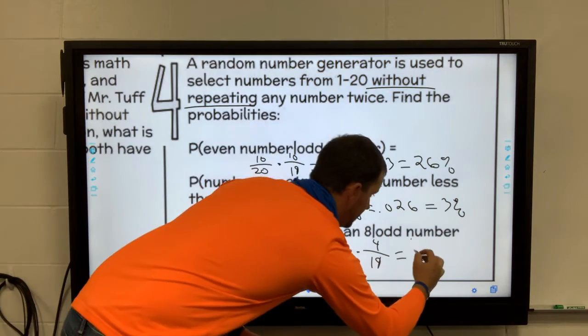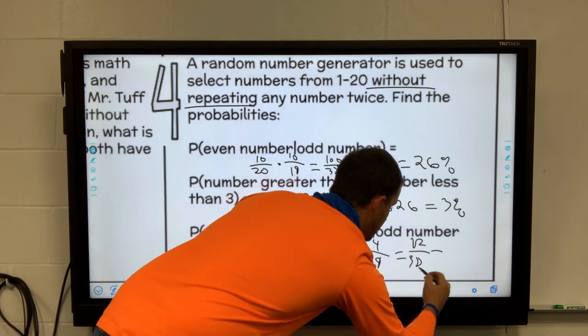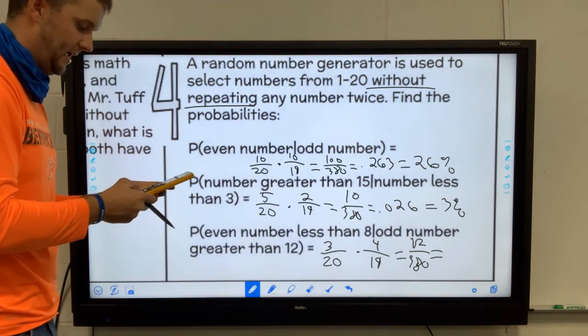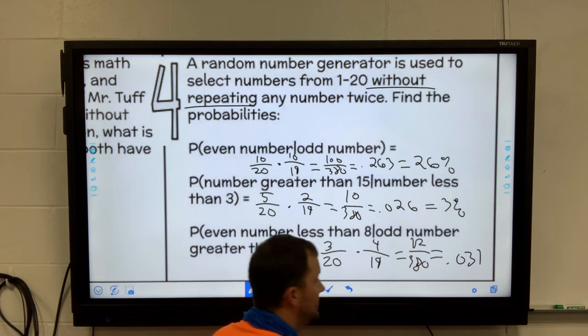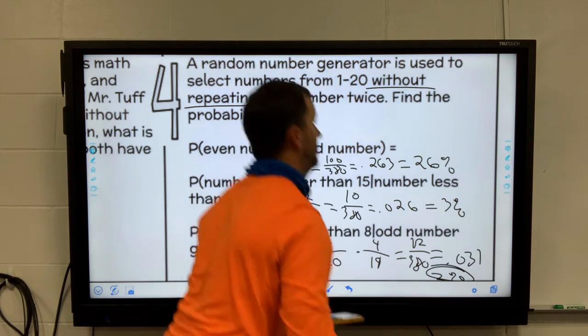3 times 4 is gonna give you 12. 20 times 19 gives you 380. And whenever I end up dividing these, so 12 divided by 380 is gonna give you a 0.031 chance, which is gonna round up to about a 3% chance of that happening, okay?